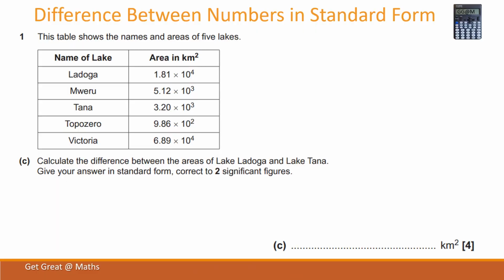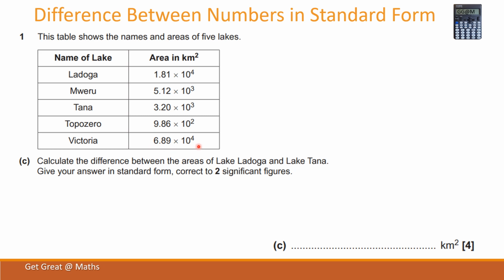This question is finding the difference between numbers in standard form. Now all these numbers in this table are written in standard form. We know they're in standard form because they've got times 10 to a power, and at the beginning of the number you've got one digit before the decimal point.